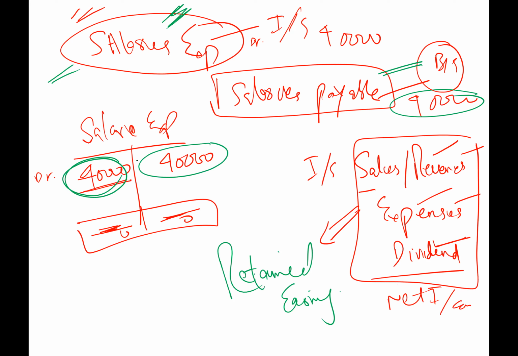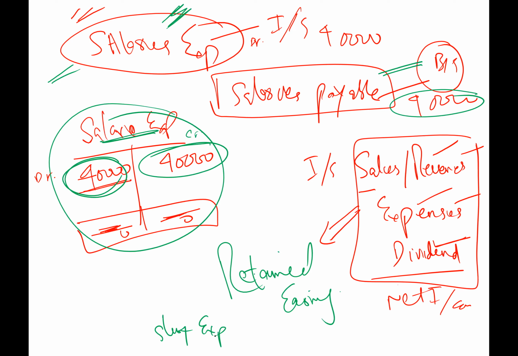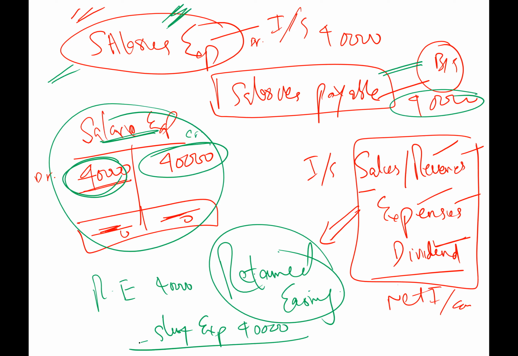So when we make this entry to close down the salaries account, what should be the entry? Make that entry. It means salary expense is credited. This is the credit side, salary expense. And what is the debit side? Retained earning, 40,000. 40,000. When you post this entry here, this makes this account zero or closed.